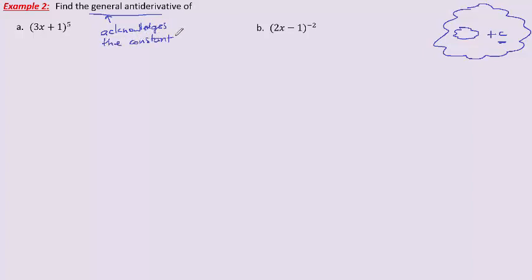Now that is in contrast to if you have a question that says find an antiderivative, and that means you could set the constant to 0 and you wouldn't even have to include it and you're still going to be right. But that's not the case for this question.